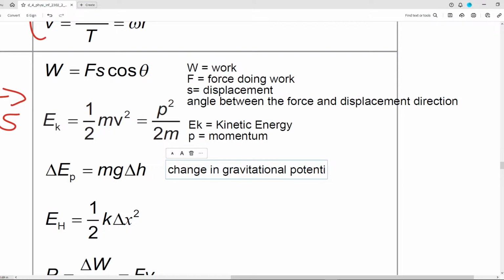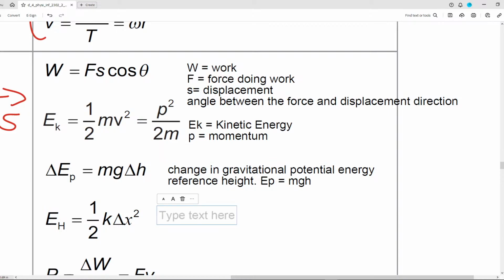That's because, if you remember from class, gravitational potential energy actually requires a reference height. You cannot just say how much potential energy you have. You have to choose a reference height. Once you choose a reference height, then you can write EP equals mgh, where h is the distance from the reference height. But technically, we do not quite have that. We only have a change in potential energy for gravitational. Just make sure you know that small detail, which is conceptually quite important.